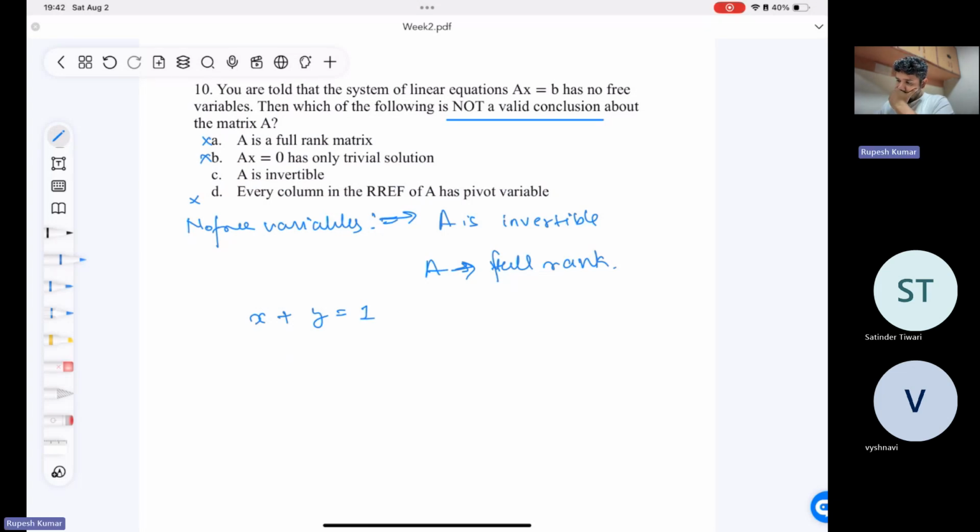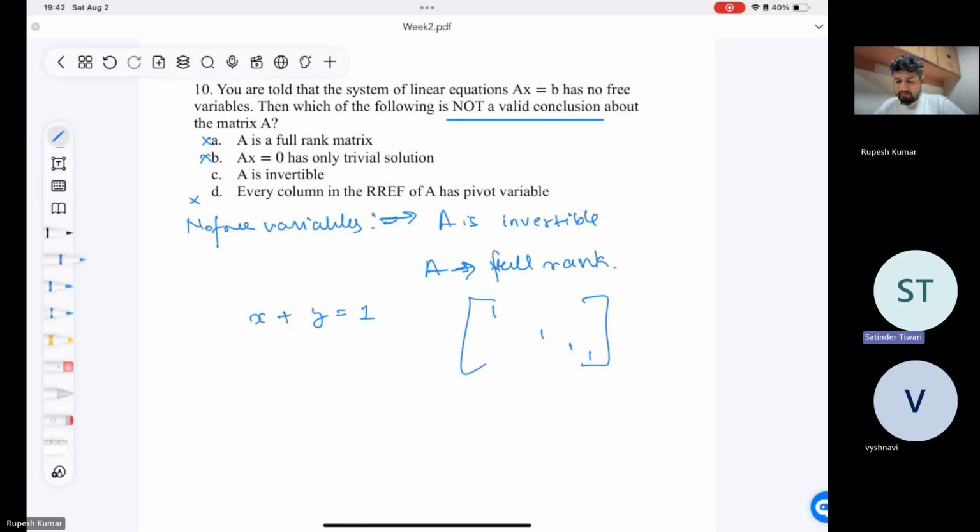I just want to think how it is not invertible, right? If it has no free variables, then it has to be a square matrix, right? If there are no free variables, then there are ones along the diagonal and other entries can be anything. So I'm not sure, am I missing anything here? It has to be invertible, right, everyone?